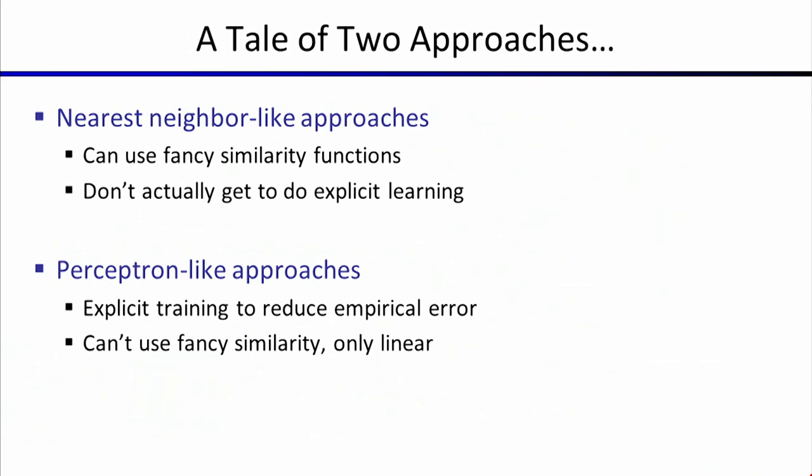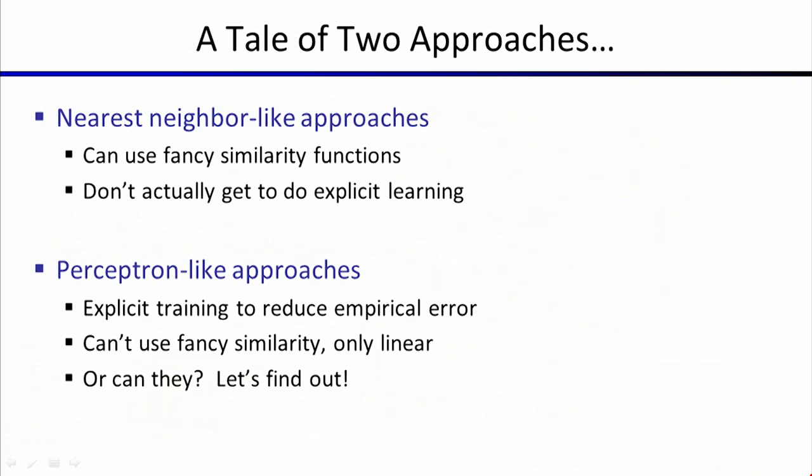On the other hand, you have these approaches like Perceptron that are parametric that do explicit training. You try to figure out what is the setting that reduces my error. But you can't use these fancy similarity things. You only get these linear dividers. Or can you? So it turns out you can actually combine these things, and let's see how that might work. But first, any questions about the similarity-driven stuff?